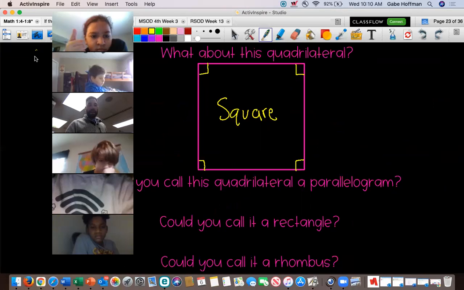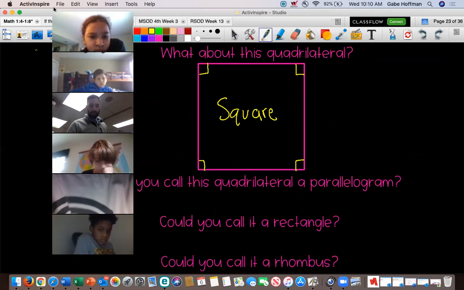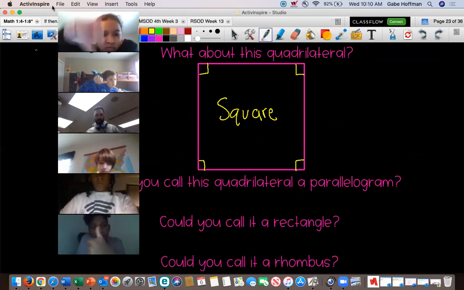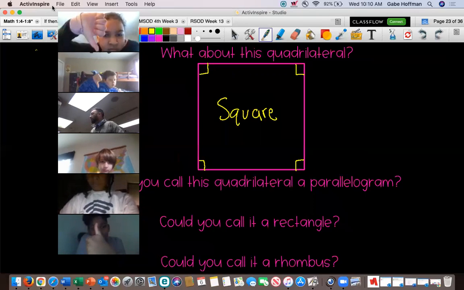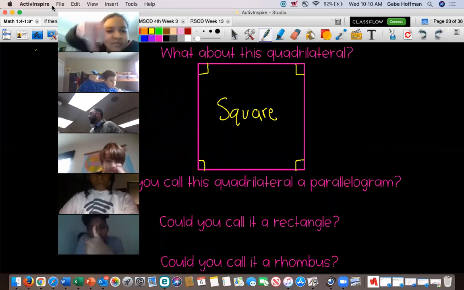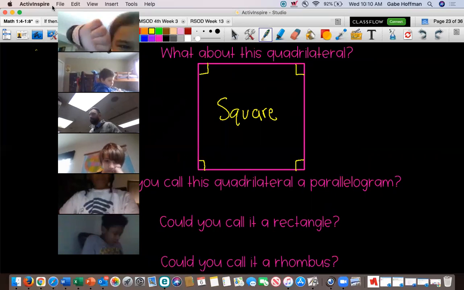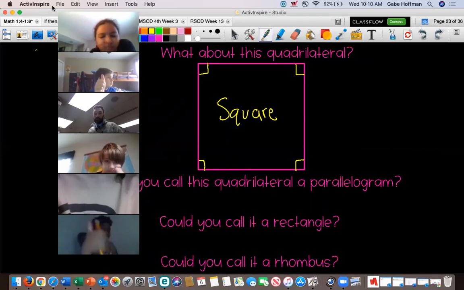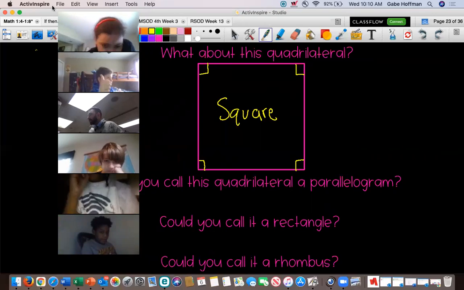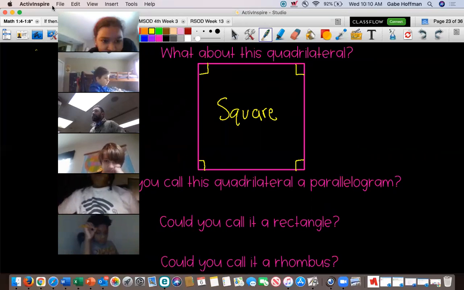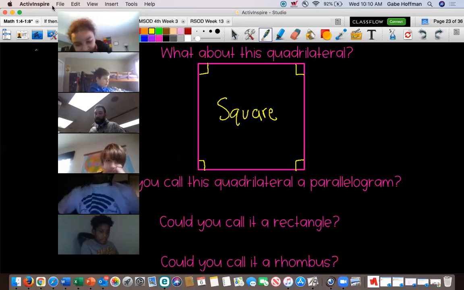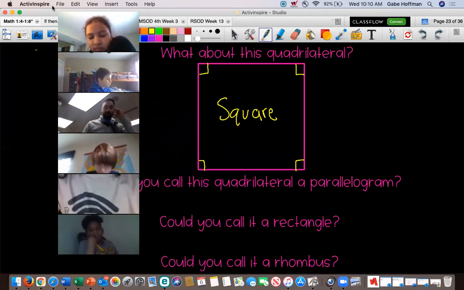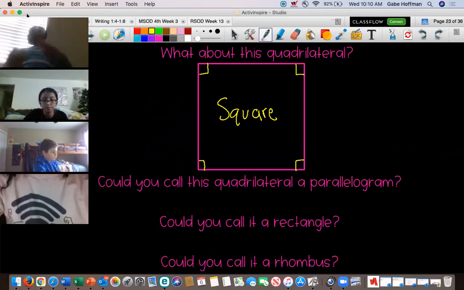Could we call it a rectangle? Thumbs up or thumbs down. Could we call it a rectangle? This is a tricky one. I have yeses and nos. So let's remember, to be a rectangle, it has to be a parallelogram with 4 right angles. Does that square have 4 right angles? Yes, it does. So is a square a rectangle? Yes. Is it the best name, a rectangle? No, right? The best name is a square, but we could call it a rectangle because it does have 4 right angles.